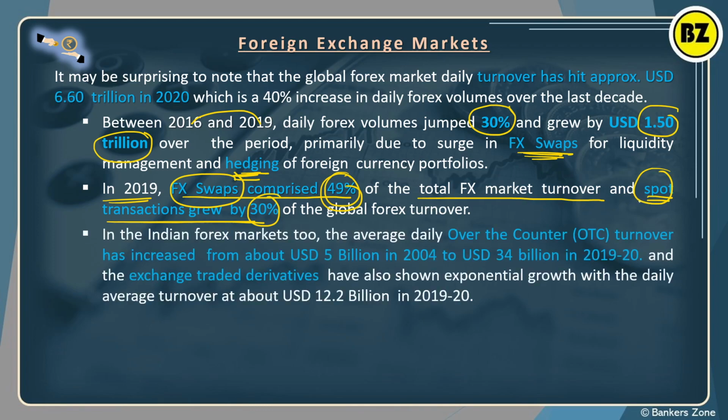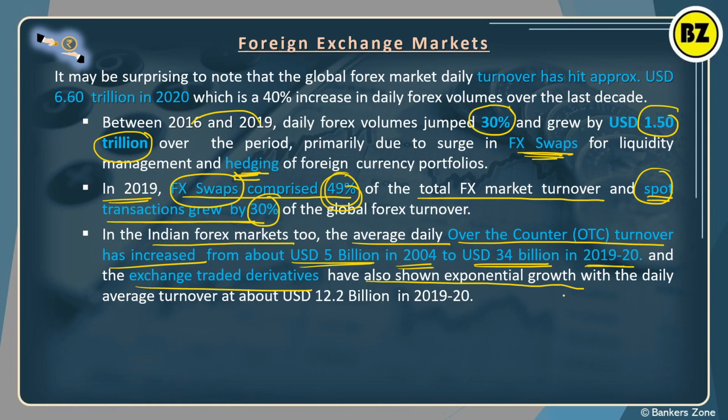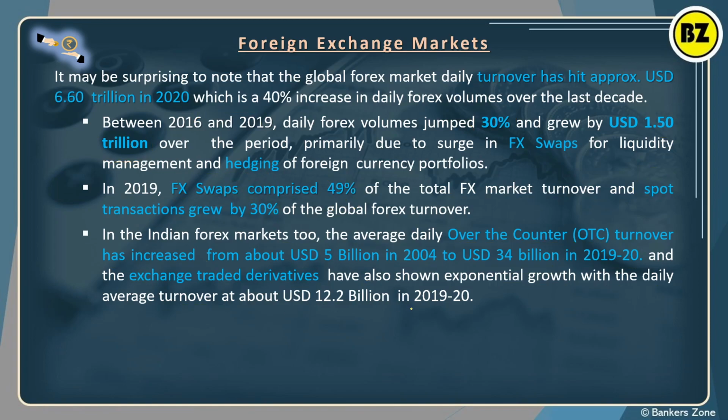So in the Indian forex market too, the average daily turnover of OTC, meaning over the counter, has increased from 5 billion USD in 2004 to 34 billion USD in 2020. There is a huge increase, and exchange traded derivatives have also shown exponential growth, with a daily average turnover of about USD 12.2 billion. So in India, for this point you should remember what the daily turnover is.